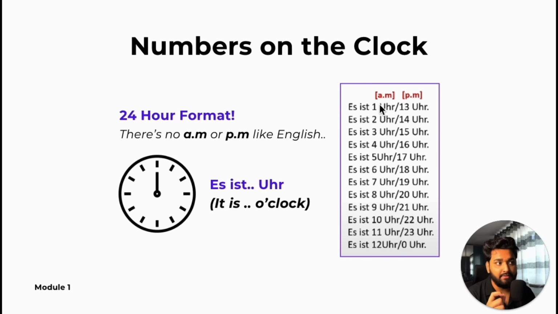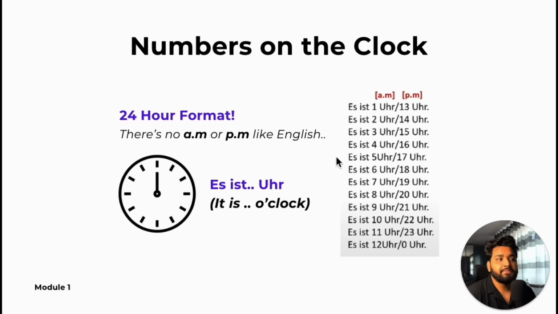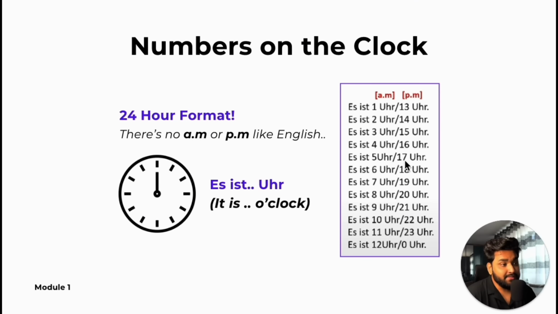Es ist 2 Uhr for AM. Es ist 14 Uhr for PM. Es ist 3 Uhr. Es ist 15 Uhr. Es ist 4 Uhr. Es ist 16 Uhr. Es ist 5 Uhr. Es ist 17 Uhr. Es ist 6 Uhr. Es ist 18 Uhr. Es ist 7 Uhr. Es ist 19 Uhr. Es ist 8 Uhr. Es ist 20 Uhr. Es ist 9 Uhr. Es ist 21 Uhr. Es ist 10 Uhr. Es ist 22 Uhr. Es ist 11 Uhr. Es ist 23 Uhr. Es ist 12 Uhr. Es ist 0 Uhr.